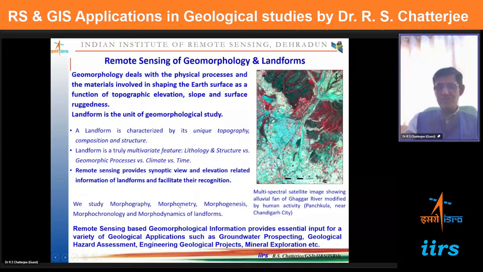Okay, so in geomorphology we study many things, so we'll not discuss them here in this particular session. There is morphography, that means how they look. Okay, what are the measurements, what is the dimension of these landforms, what is the shape. Okay, and then how they have originated, that is morphogenesis, and how these different landforms have originated at different times, that is the chronological ordering of these landforms, and morphodynamics, what are the present day geomorphic processes.